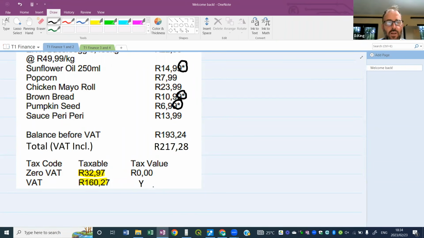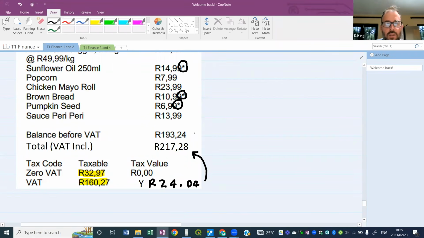Then we calculated that the VAT on 160.27 was 24.04. Because of that, it brought the total up to 217 Rand and 28 cents. So that's the total that you have to pay. Okay, now you've got to be very careful.